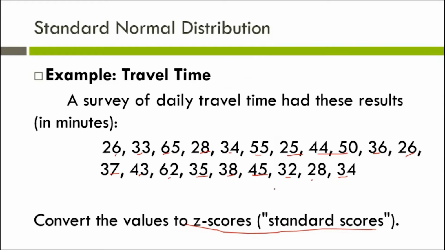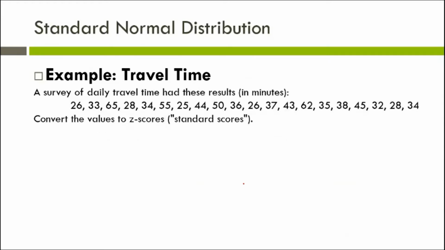And convert them into z-scores. So using our formula for z, which is equal to x minus mu divided by sigma, we can convert each of these values into their equivalent z-scores. But before that, we have to calculate first our mean and standard deviation. I will leave the calculations of the mean to you, but I have the answers here.